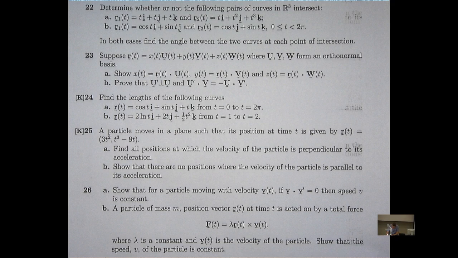All right, I'm going to have a go at 26. Anyone done 26? Let me put it up for you. Anyone done it? Yeah? Good. It's a hard question. 26 is a hard question. Part A is not that hard. Part B is a little bit more involved. Part A: show that for a particle moving with a velocity v, if the dot product of v with its derivative is 0, then the speed is constant.